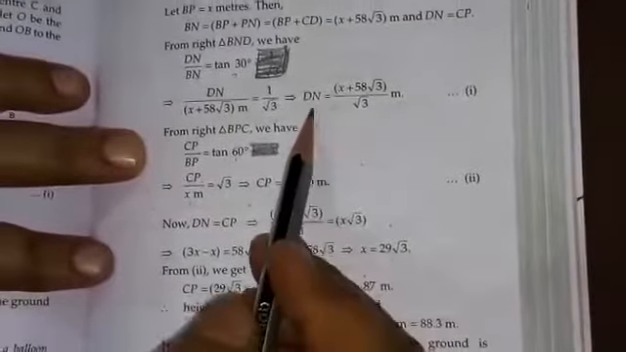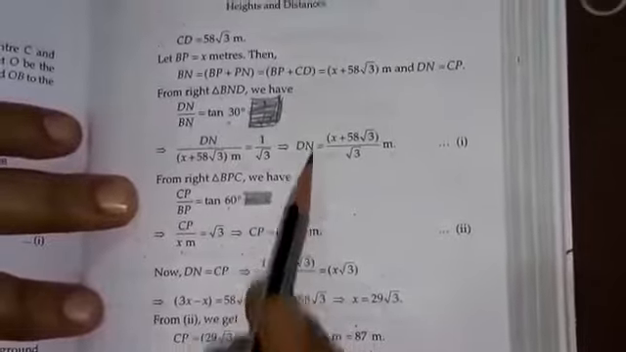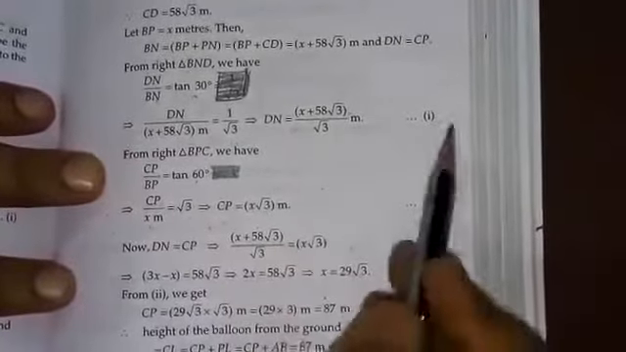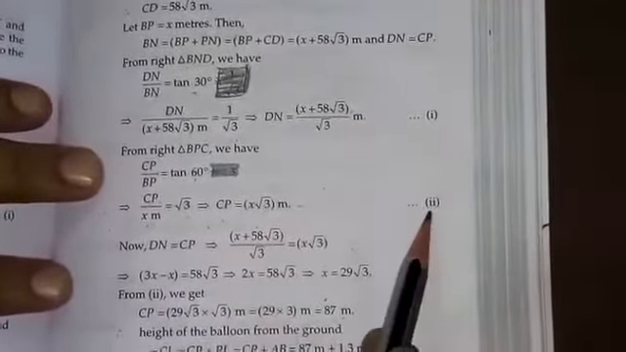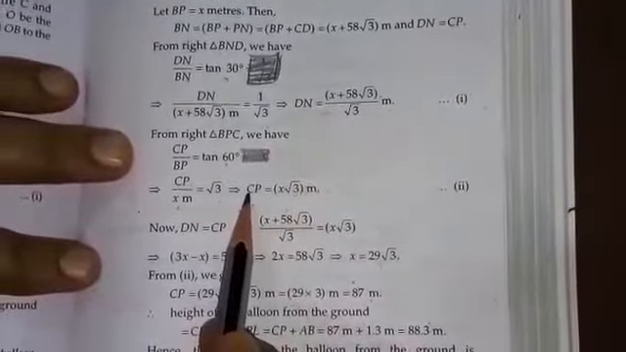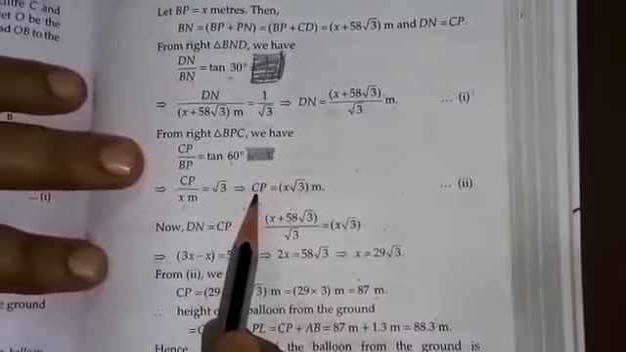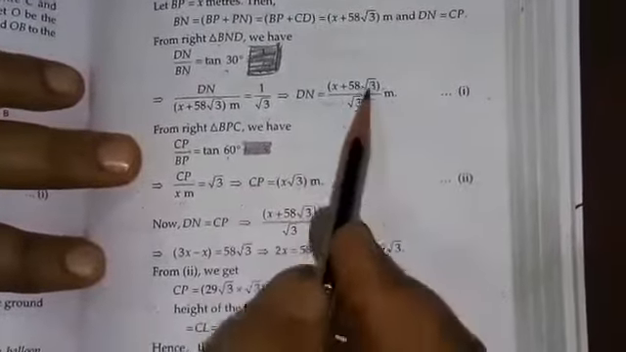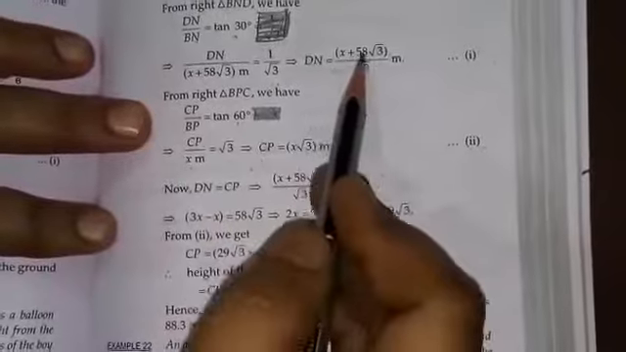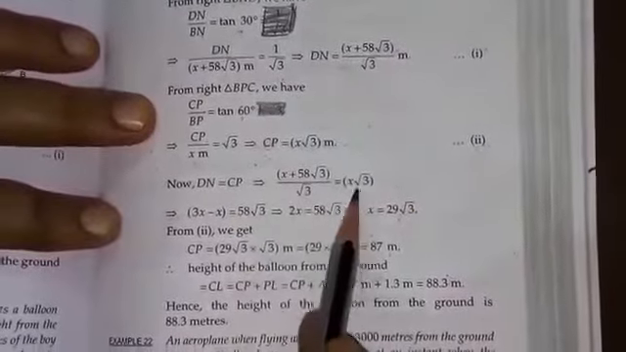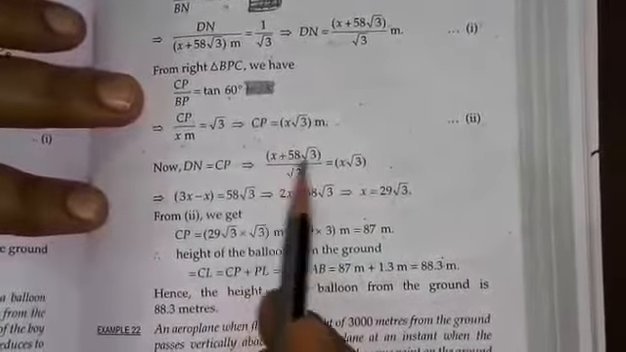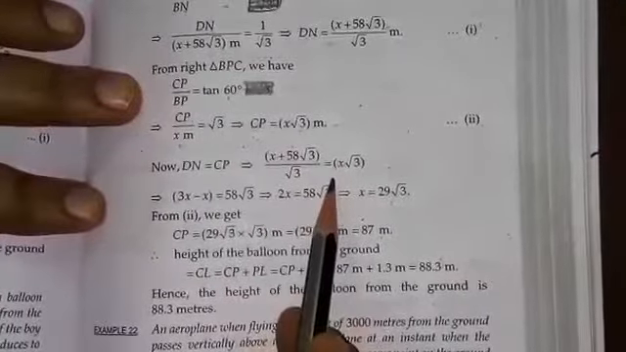But as we just understood, DN is equal to CP. So we could equate these two. If you call this 1 and this one as 2, 1 is equal to 2. This is an expression for DN. This is an expression for CP. But DN is equal to CP. Correct? So on equating these two, we have X plus 58 root 3 over root 3 is equal to X root 3. So now you understand. We have one equation in which we have only one unknown X. So we can work this and find the value of X.